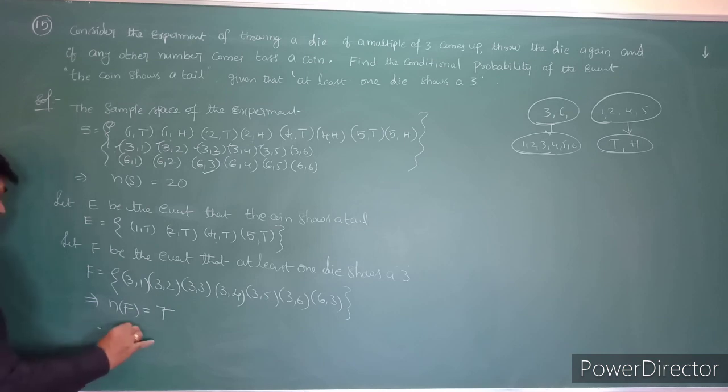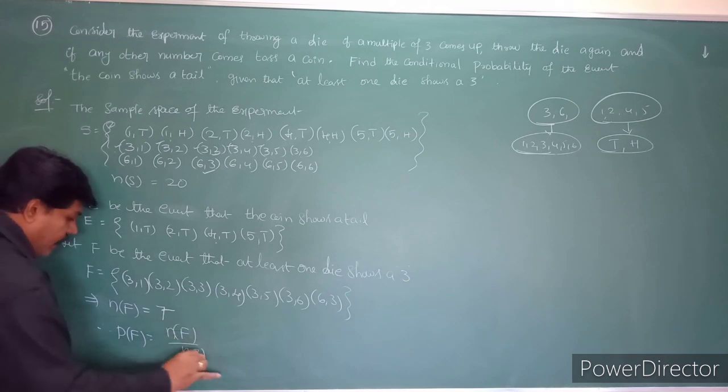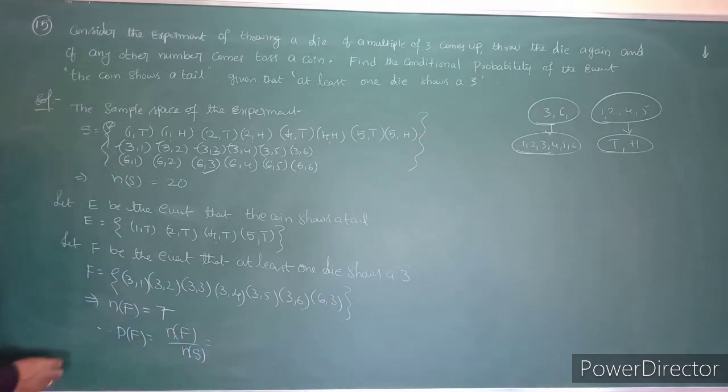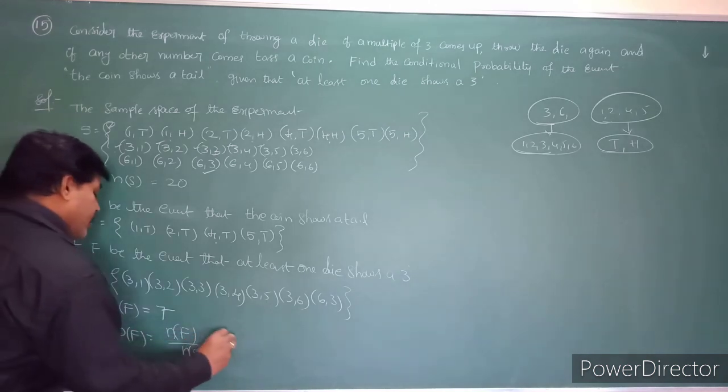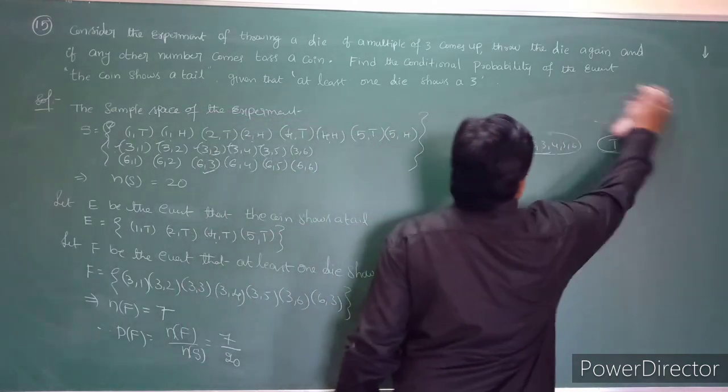Therefore P of F is equal to, what is the P of F, students? P of F is n of F by n of S. So n of F is 7 by n of S, which is 20.